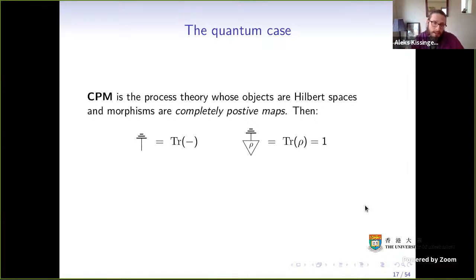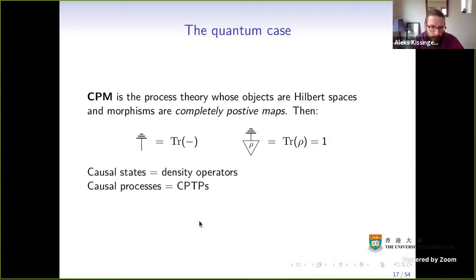In the quantum case, we have a process theory called CPM, whose objects or systems are Hilbert spaces and whose processes are completely positive maps. Then discarding is the trace. A state being causal just says that it's trace 1, so it's a density matrix. The causal processes are the trace-preserving CP maps. This is all very standard quantum theory. When you see a discarding, you can just think trace.